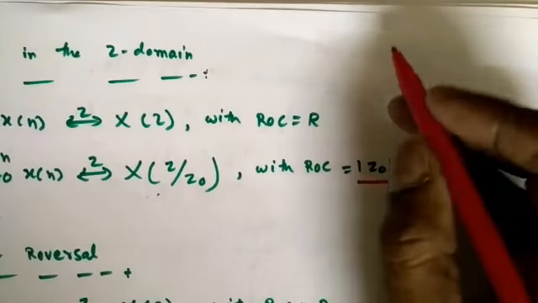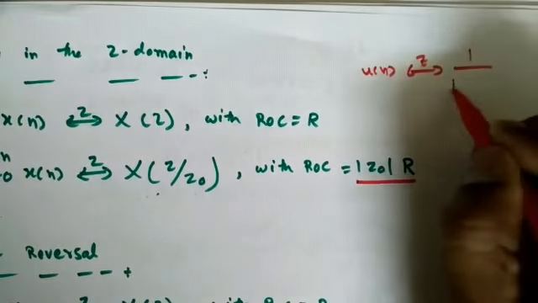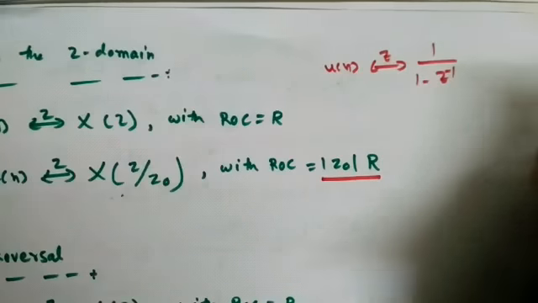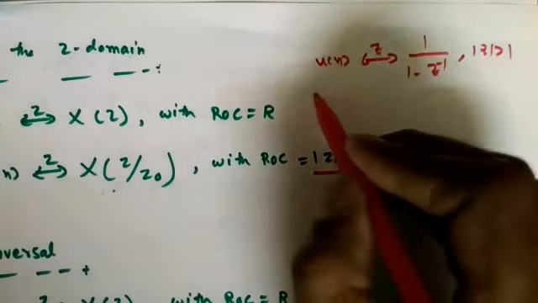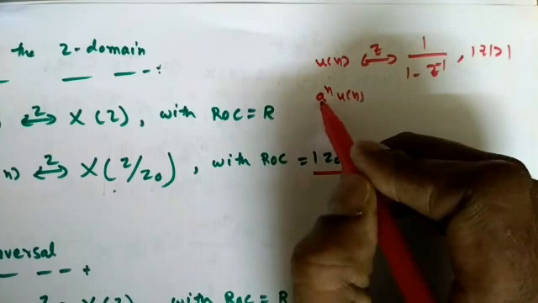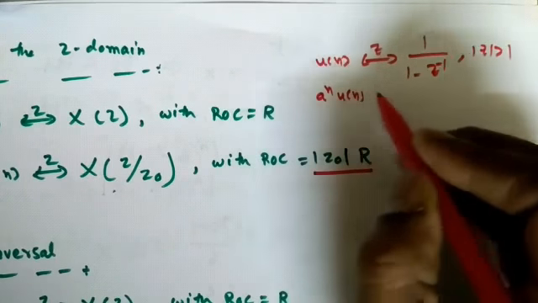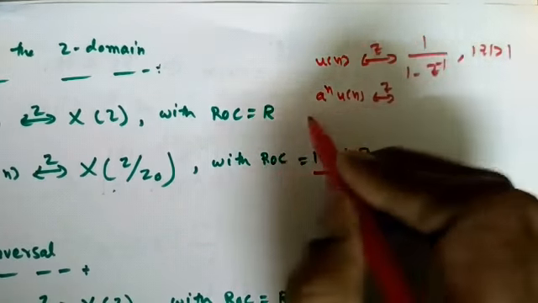Suppose I take an example like this: u of n. What is the Z transform we have seen? 1 by 1 minus z inverse, or z by z minus 1. What is the ROC? Mod z is greater than 1. Now if I multiply it with a power n into u of n, where a is z naught here, the constant a power n u of n, what is the Z transform? In place of z, we need to substitute z by a. See here, z by a. So what will it become?